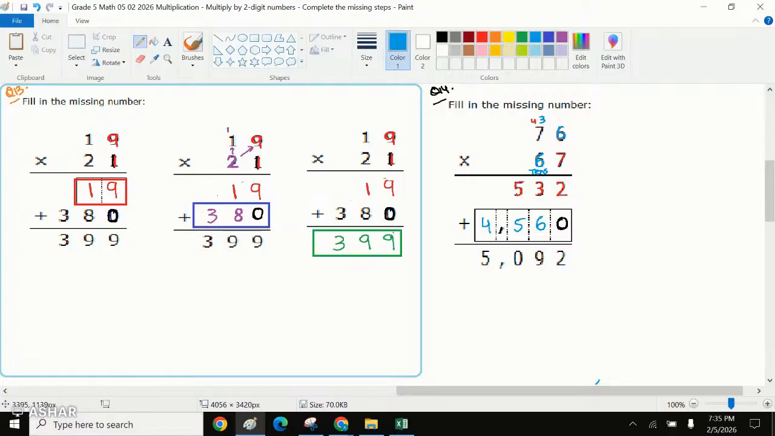Can we confirm whether our answer is correct or incorrect? We can always confirm. 2 plus 0 is 2. 3 plus 6 was 9. 5 plus 5 is 0. We carry 1. And this becomes 5. That means our answer is correct over here. Okay? We can all, yes, 4,560. Okay?